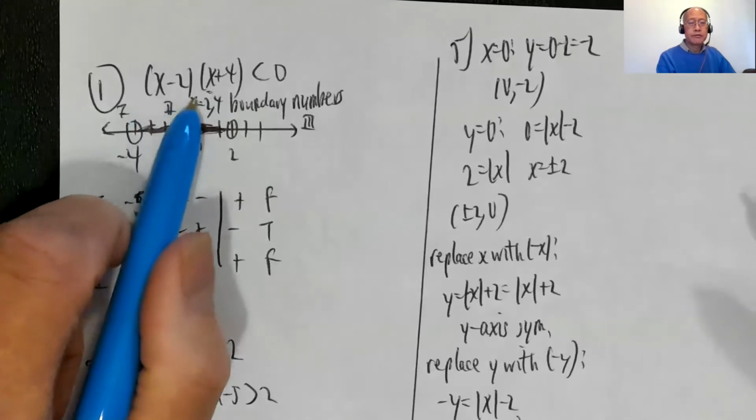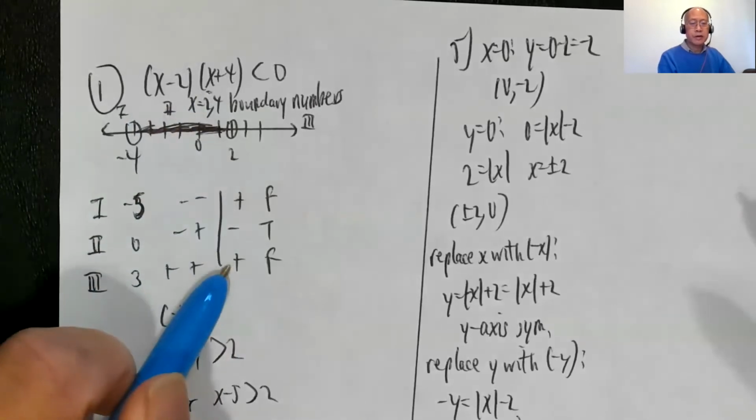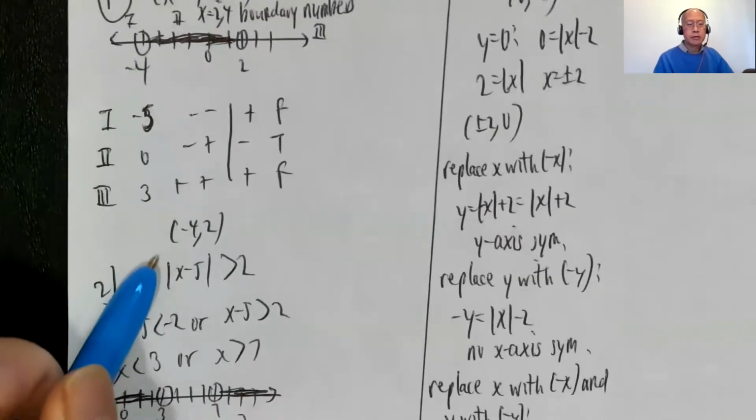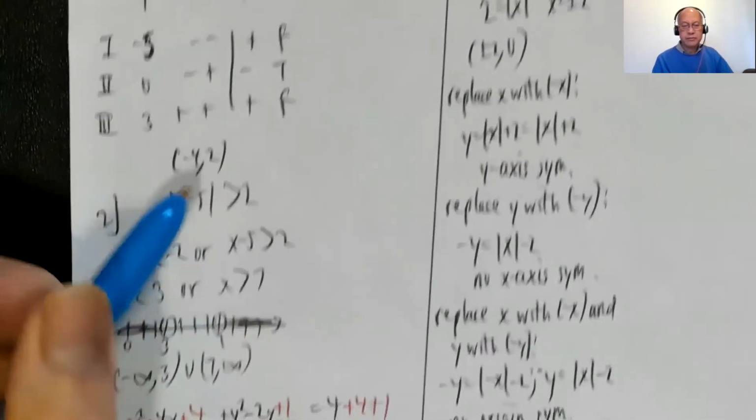3. 3 minus 2, positive. 3 plus 4, positive. Positive times positive, positive. Positive less than 0, false. So my solution set is parenthesis -4, 2.